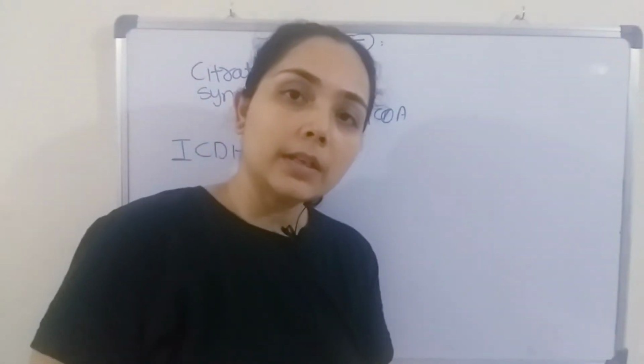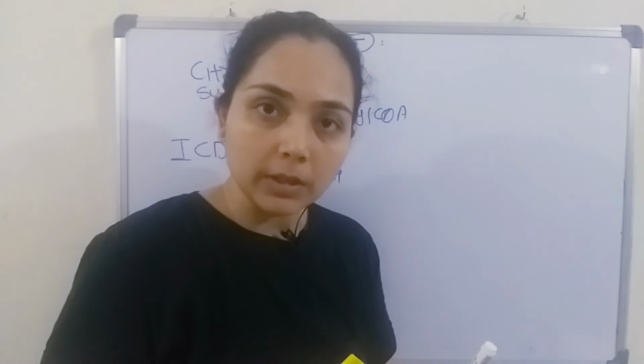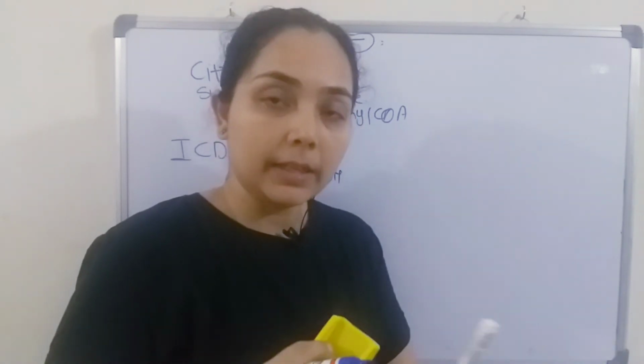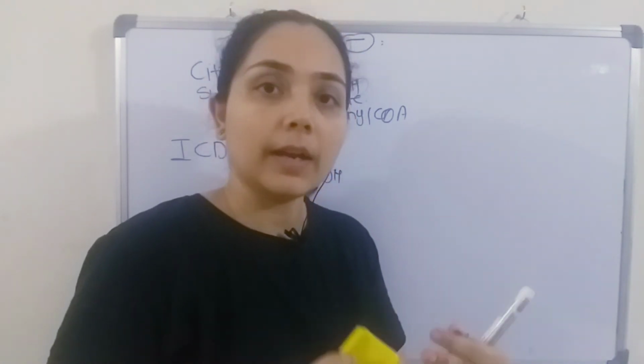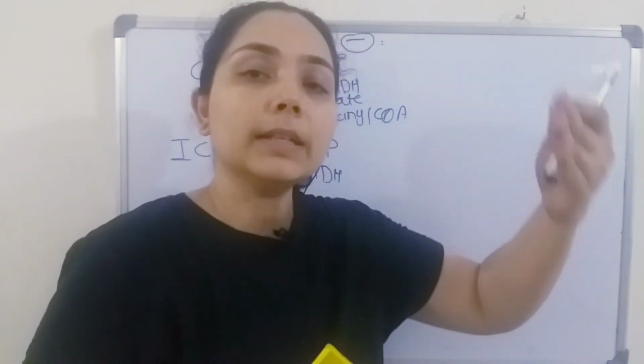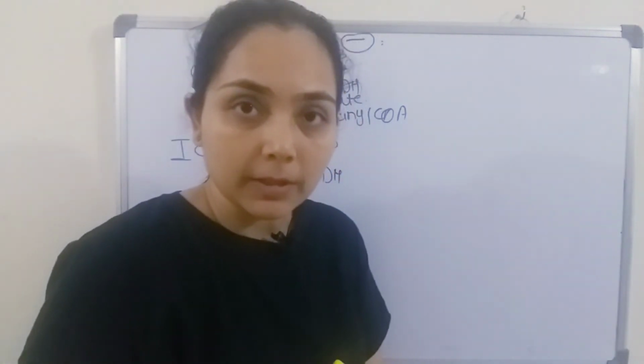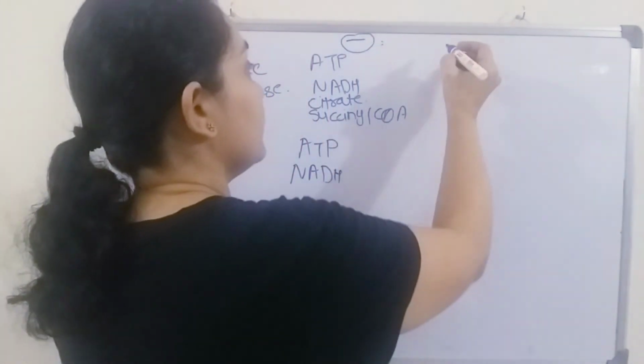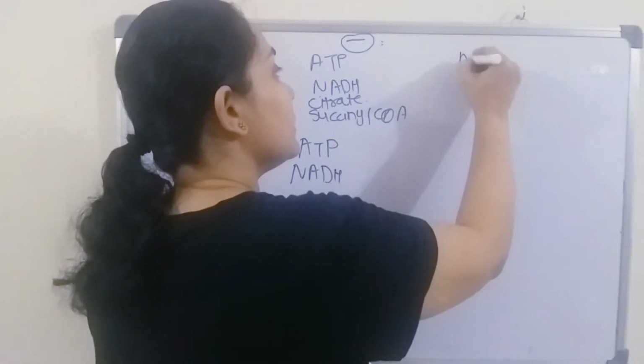Yeah, so the reverse will be the case. If ATP is there, that will act as a negative regulator. And if ADP, adenosine diphosphate, is there, it means we need more of the Krebs cycle. So that acts as a positive regulator.